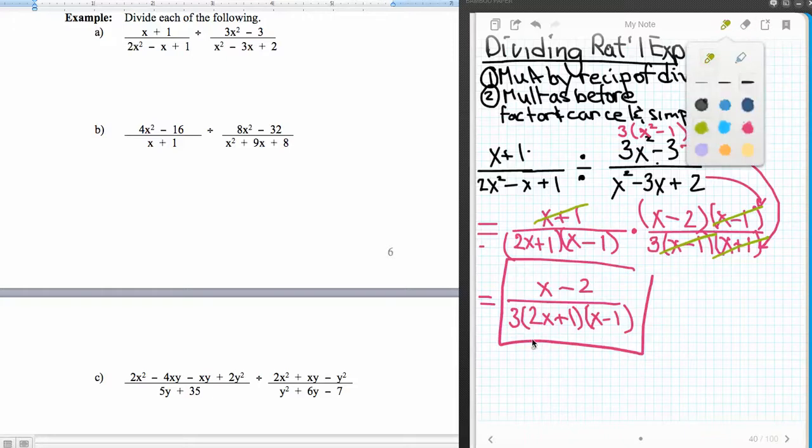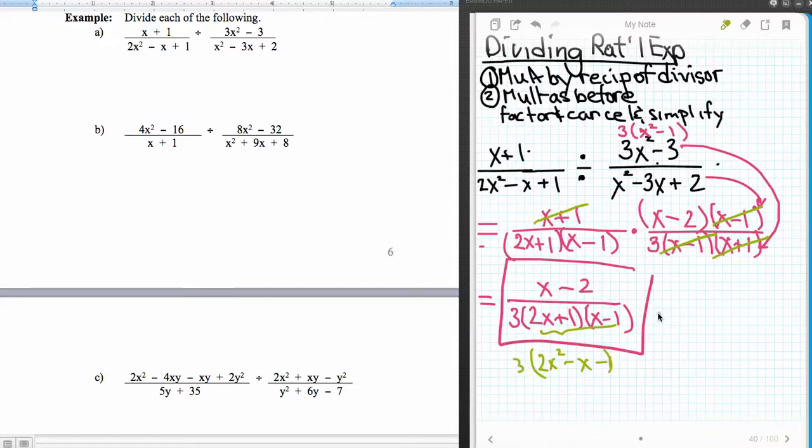But in a basic algebra text, what they would usually do is multiply out these two right here. So what you would see is a 2x squared, and then a minus an x, and then a minus a 1, and then that gets multiplied by 3, so you would see this being rewritten as x minus 2 over 6x squared minus 3x minus 3. And that's how they would rewrite it, because they like to see that factored out or written out completely as a product. But again, pay attention to your particular book.